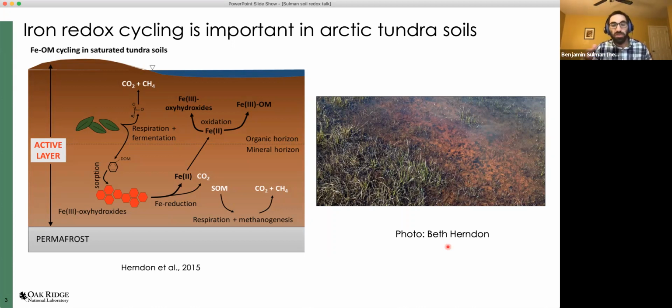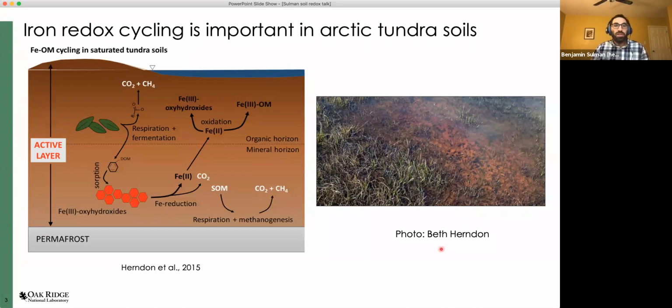I'll first talk about an example from some of the NGEE Arctic work that I've been doing, looking at how we can incorporate the role of iron cycling in these iron-rich Arctic soils into the simulations that we do of carbon cycling and greenhouse gas emissions from iron-rich soils.